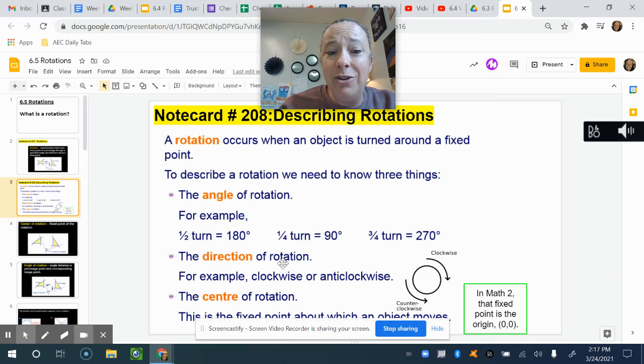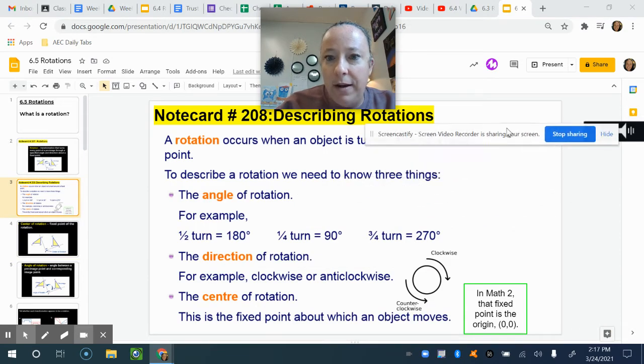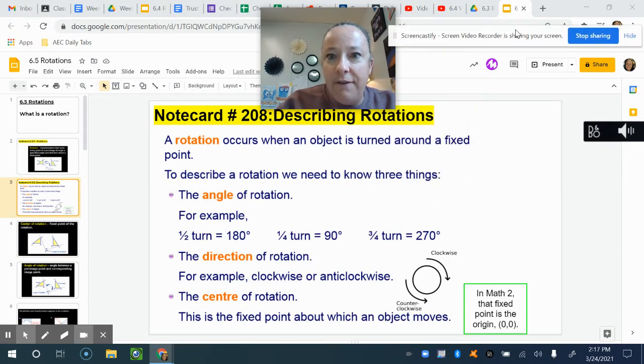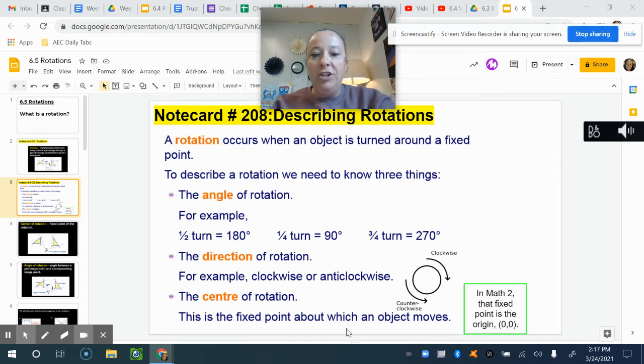And you're also going to have to know the direction of the rotation. We can go clockwise, like if we're reading a clock this way, or counterclockwise, backwards. It's also called anti-clockwise. And then the center of the rotation, this is the fixed point about which the object moves.